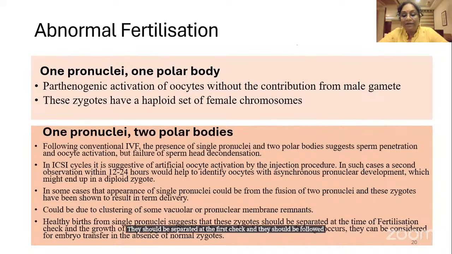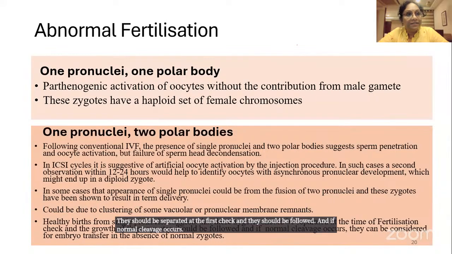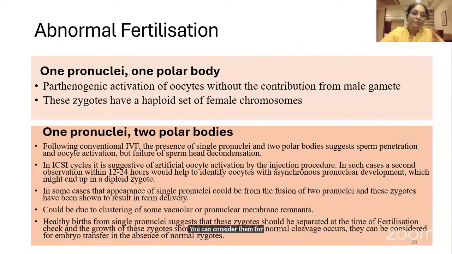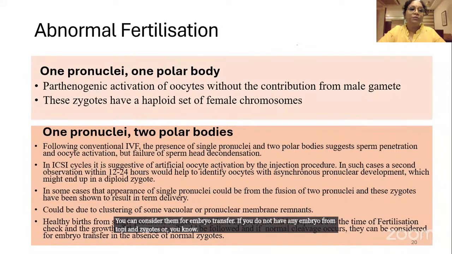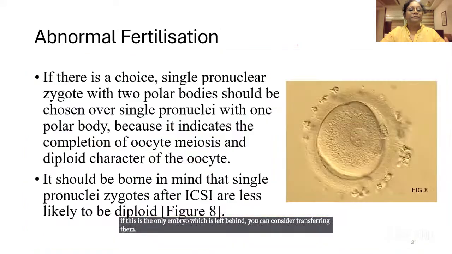And if normal cleavage occurs, you can consider them for embryo transfer if you do not have any embryo from 2PN zygotes, or if you have transferred blastocysts or cleavage stage embryos from the 2PN zygotes, and it does not result in pregnancy, and this is the only embryo which is left behind, you can consider transferring them.